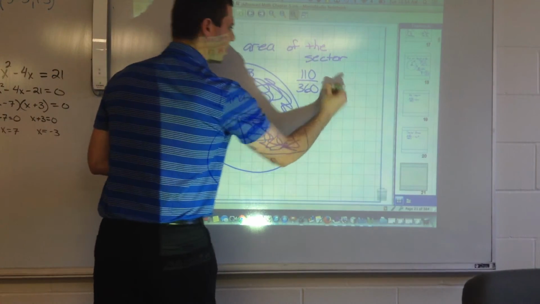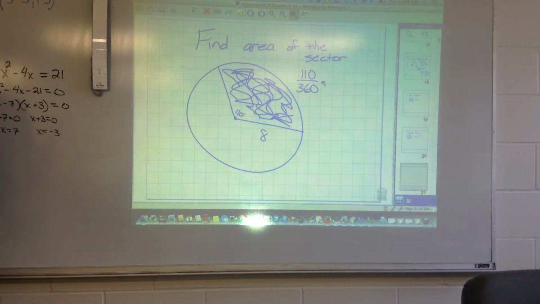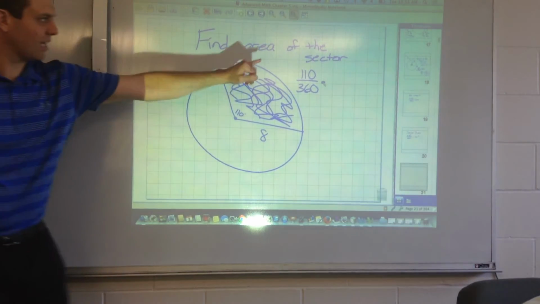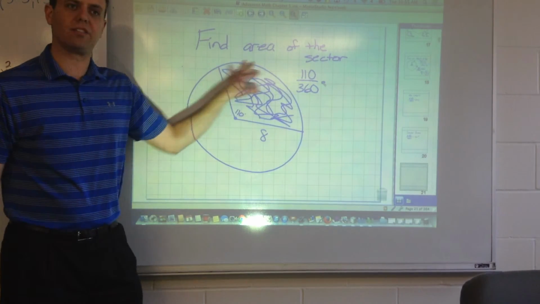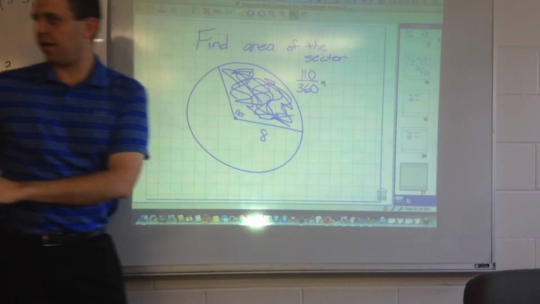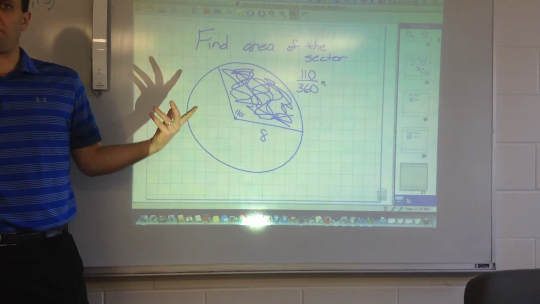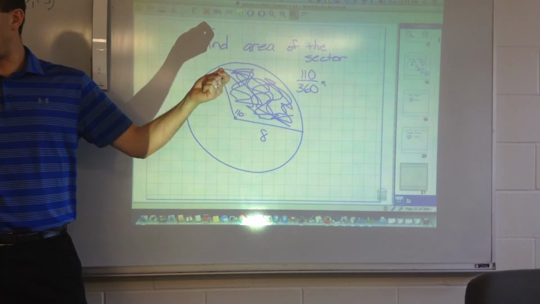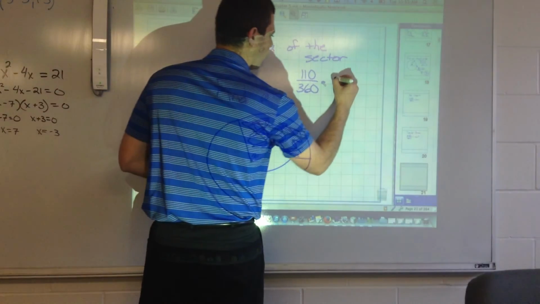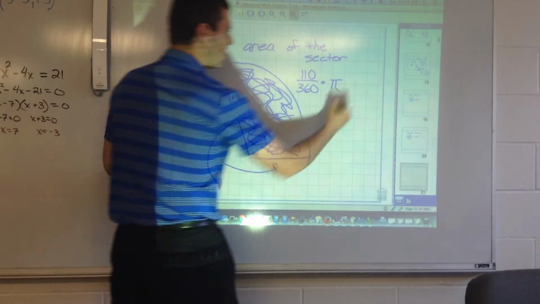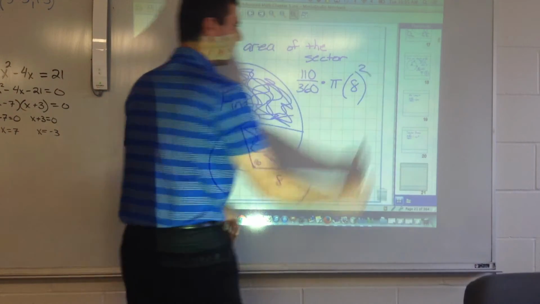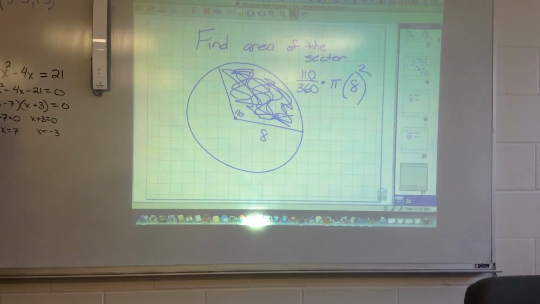So 110 over 360 times the what? The pi r squared, which represents the whole area, right? I'm going to take the fraction of the circle that I'm interested in times the total area. Which, how do I find the total area? What's the formula? Pi r squared, right? So 110 over 360 times pi r squared. Okay?